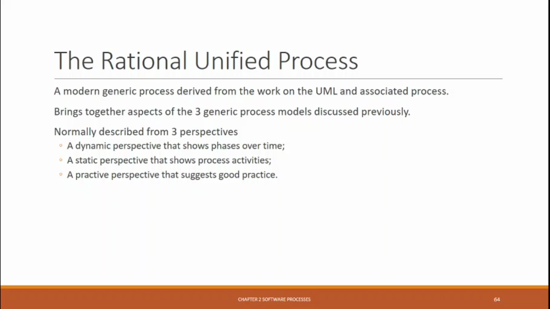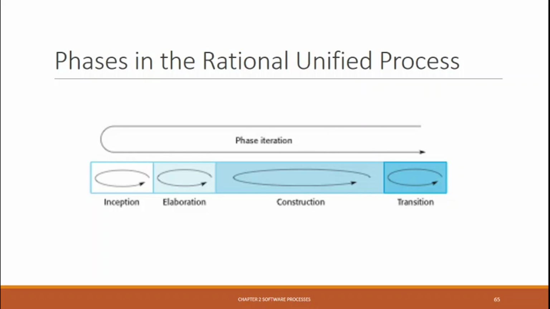So we will see the various stages in the rational unified process model. In the rational unified process model, we have four stages: inception, elaboration, construction, and transition. Same as the software process activities: specification, development, testing, then evolution. The same description, but the names are different in the rational unified process model. And the loop from transition to inception is phase iteration. So it is nothing but the iteration process.